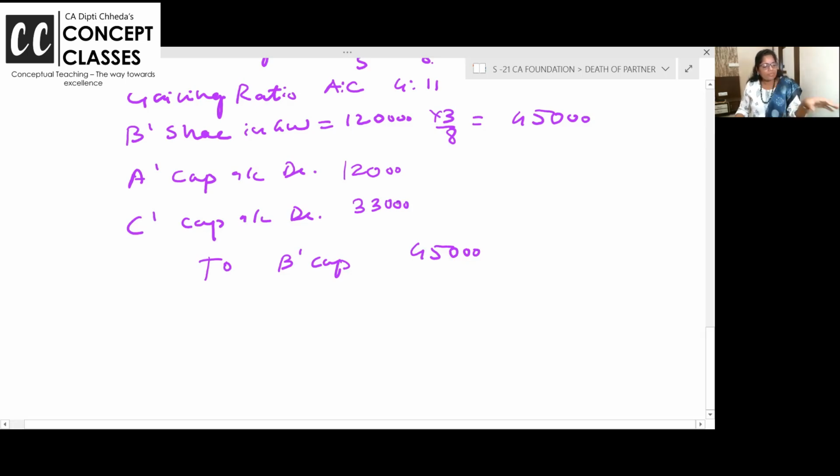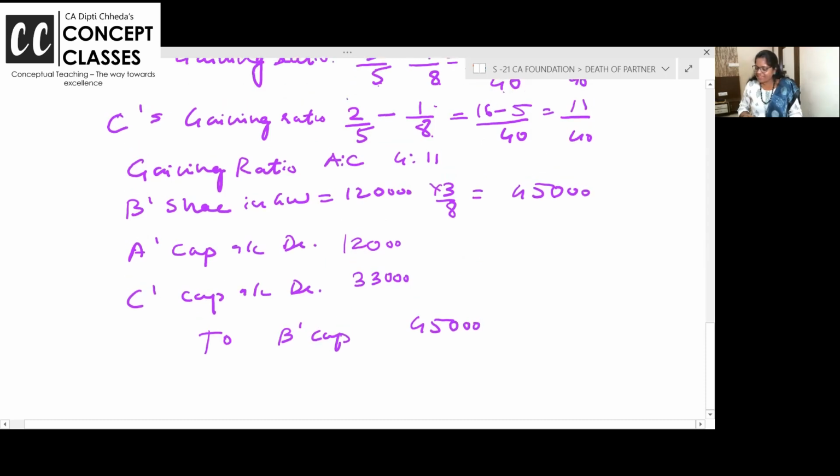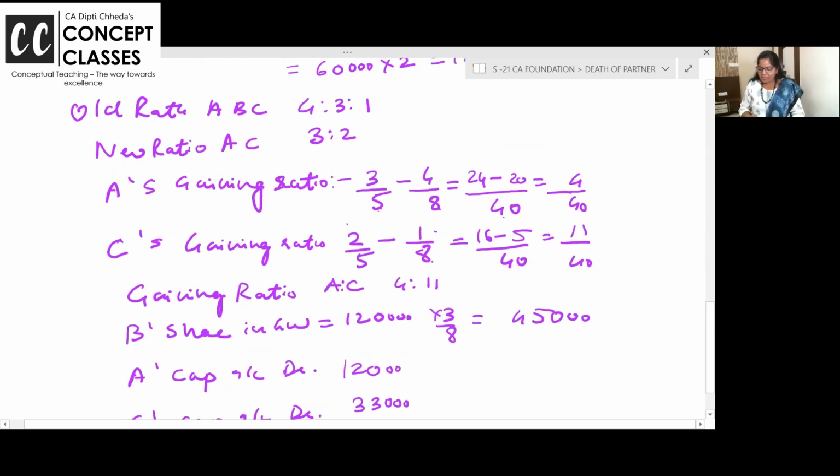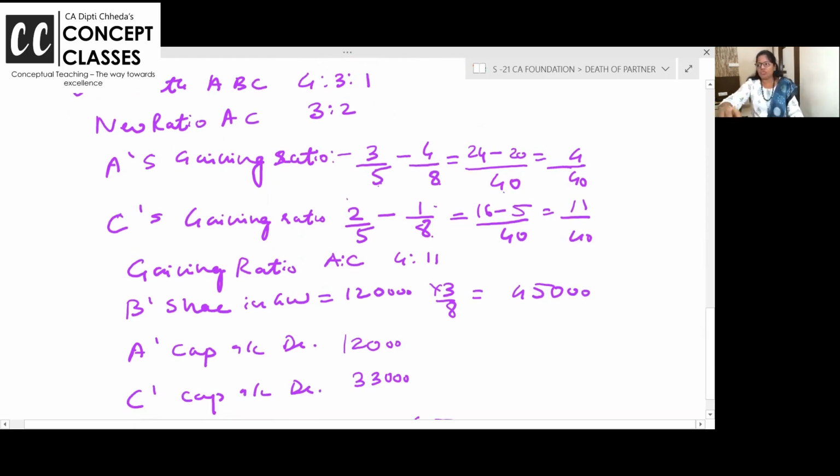Nice, clear to all of you? Journal entries clear? Gaining partners debit, outgoing or sacrificing partner credit. Nice problem and nice method. A's gaining ratio, B's. I am waiting. कुछ और लिखना है तो आप लिखो, डाउट है तो पूछो. I am here only.